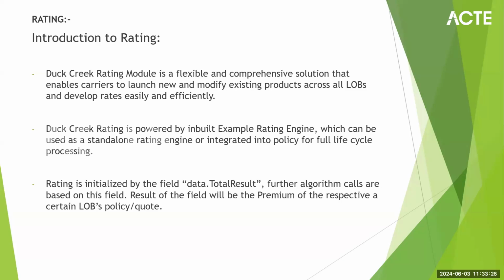A rating is initialized by the field called data.total result. Further algorithm calls are based on the field. The result of the field will be the premium of the respective LOBs, policies or coverages. Nothing but what premium you want to be calculated. Finally, the total should be displayed on the policy, then we use the field called data.total result. This is for every product, every LOB. Some fields will be based on your specific requirement, like a different field ID similar to that.